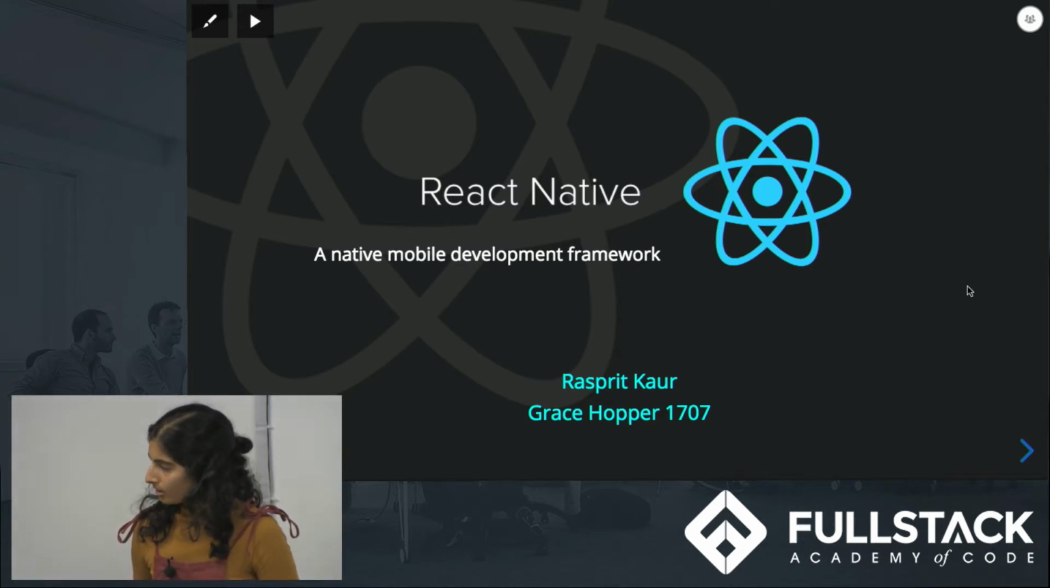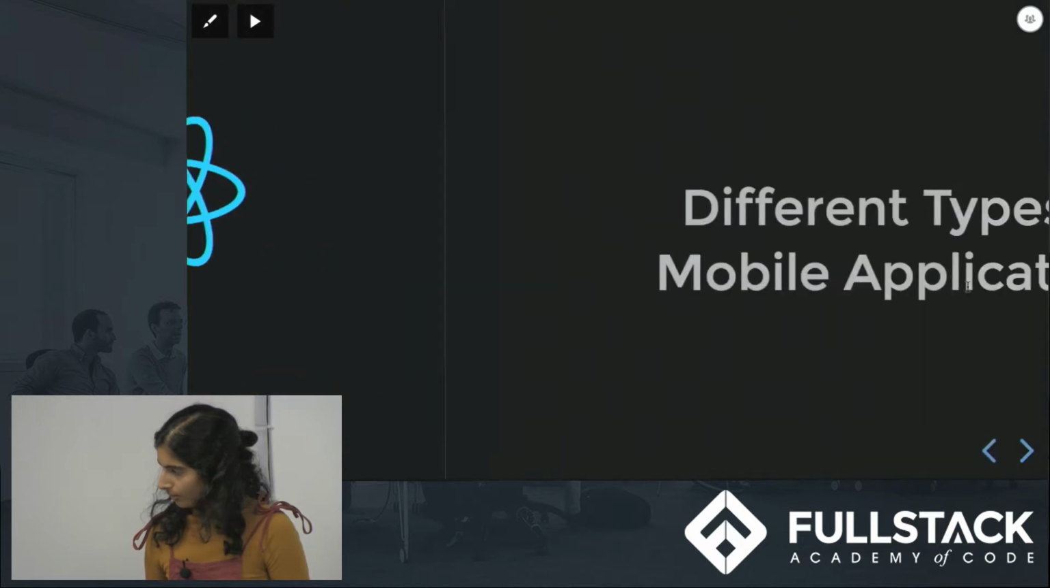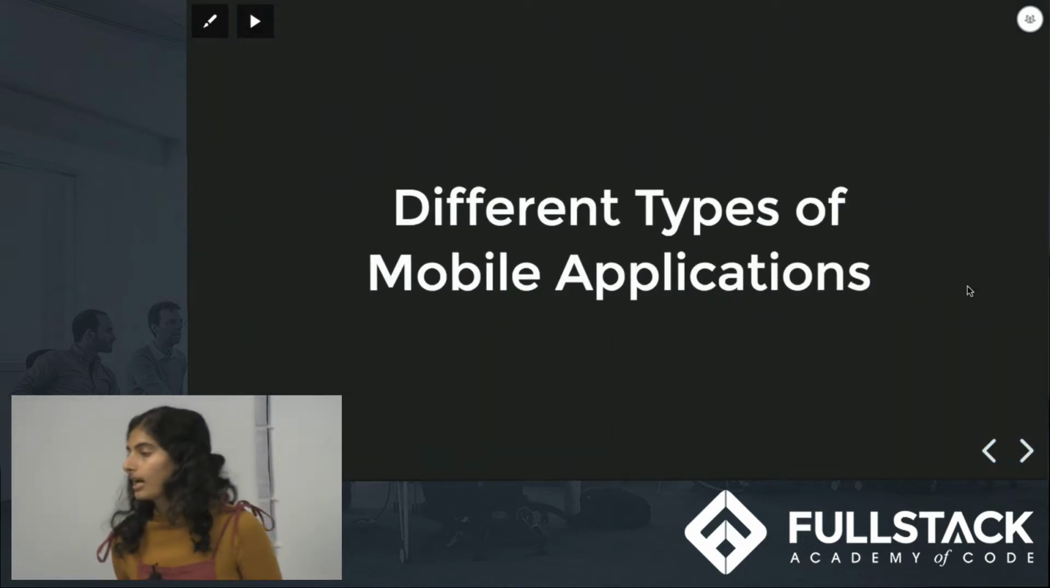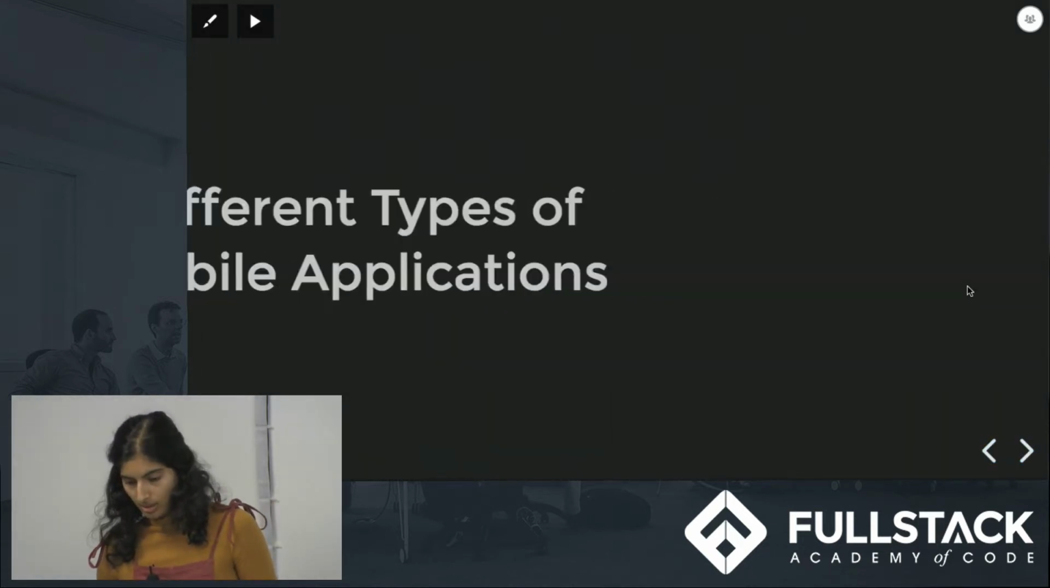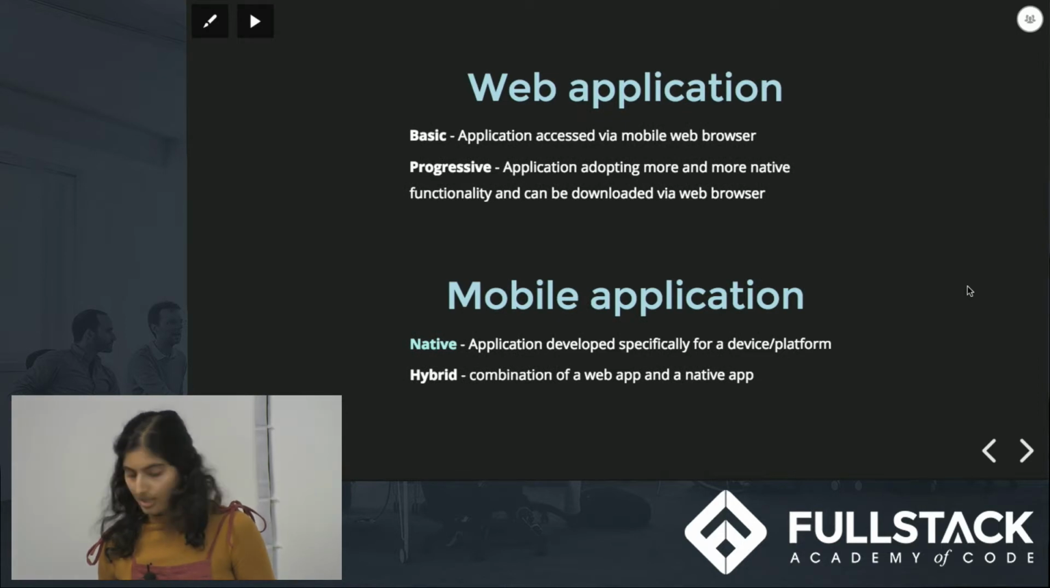So before I talk to you about React Native, I want to give you an overview of the different types of mobile applications. Essentially, there's two types of applications that you can run on your phone. You have a web application and a mobile application. A web application you can run on your browser, and a mobile application you can run on one of two platforms, either iOS or Android. Each of these types have their subsets.